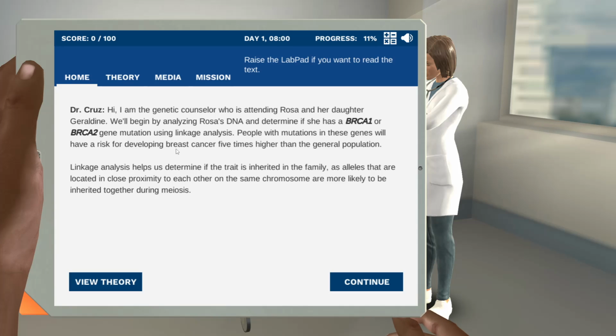We'll begin by analyzing Rosa's DNA and determine if she has a BRCA1 or BRCA2 gene mutation using linkage analysis. People with mutations in these genes will have a risk for developing breast cancer 5 times higher than the general population. Linkage analysis helps us determine if the trait is inherited in the family, as alleles that are located in close proximity to each other on the same chromosome are more likely to be inherited together during meiosis.